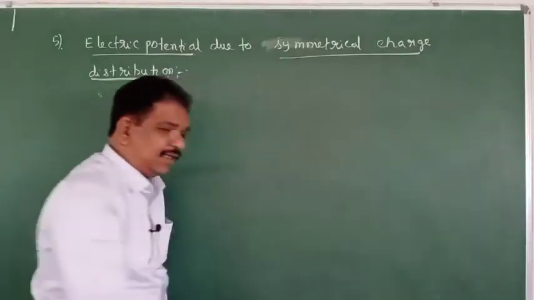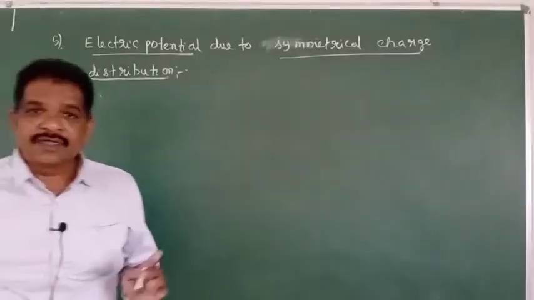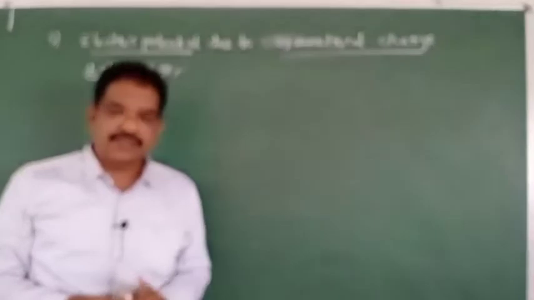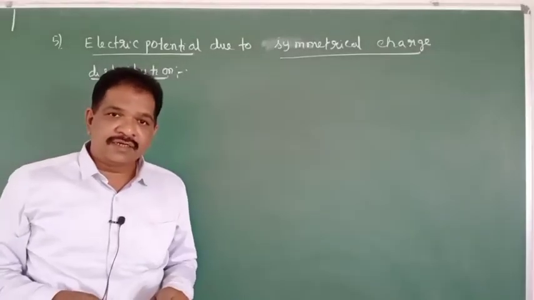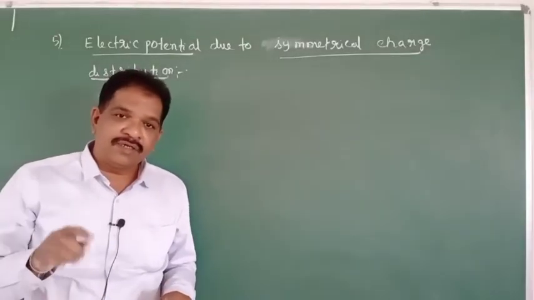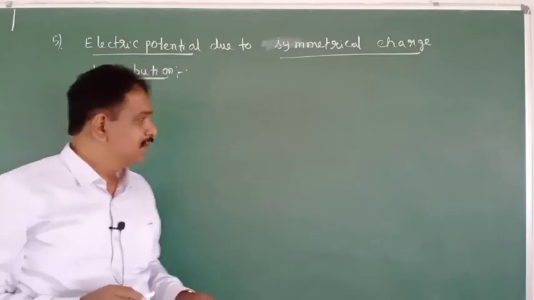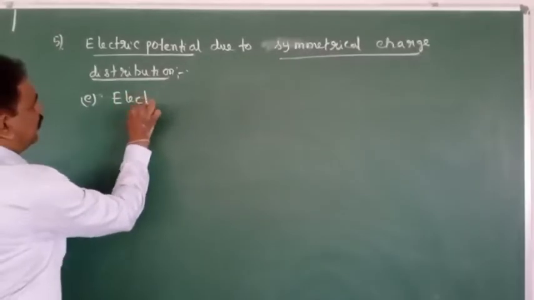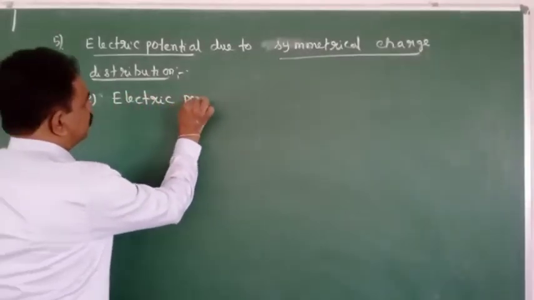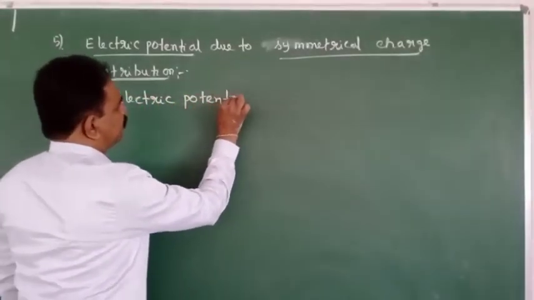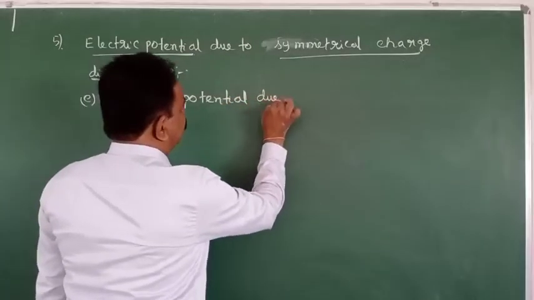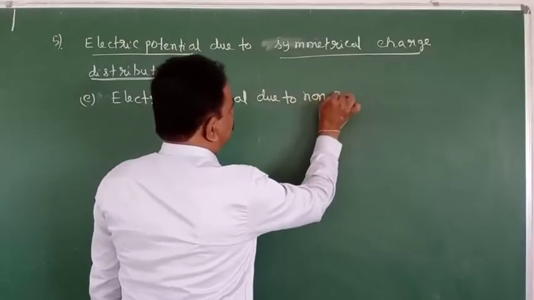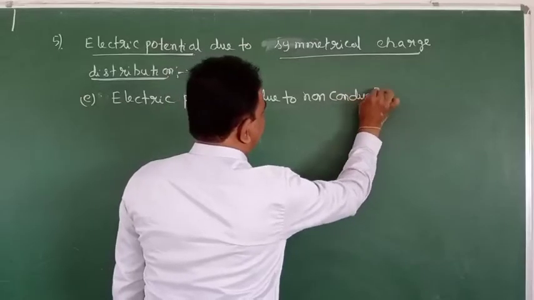Next, if it is a non-conducting sphere, what will happen? Conducting, non-conducting, what is the difference? In a conducting sphere, charge will reside on the surface. In a non-conducting sphere, charge will be uniformly distributed inside the sphere. That is the difference. So next, electric potential due to a non-conducting sphere.